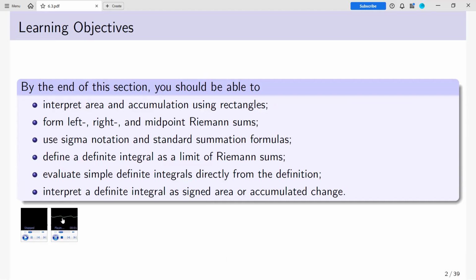These objectives connect numerical approximation, algebraic limits, geometry, and applications. By the end, the integral sign should represent an idea rather than merely an unusually tall letter S trying to impress everyone.